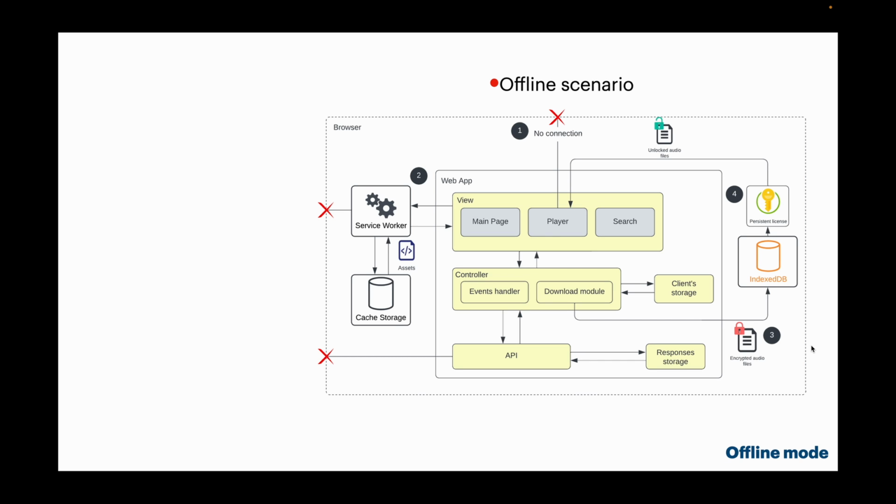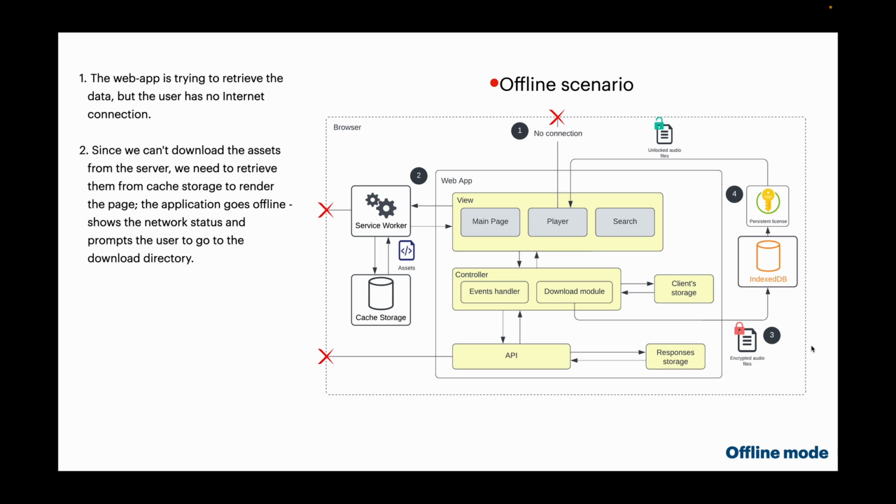Assume that the user has already downloaded the music and we have put it into the IndexedDB. Now let's look at the offline scenario. The web application is trying to retrieve the data, but the user has no internet connection. Since we can't download the assets from the server, we need to retrieve them from the cache storage to render the page. The application goes offline, shows the network status, and prompts the user to go to the download directory. We assume that the audio files have been preloaded but they are encrypted.